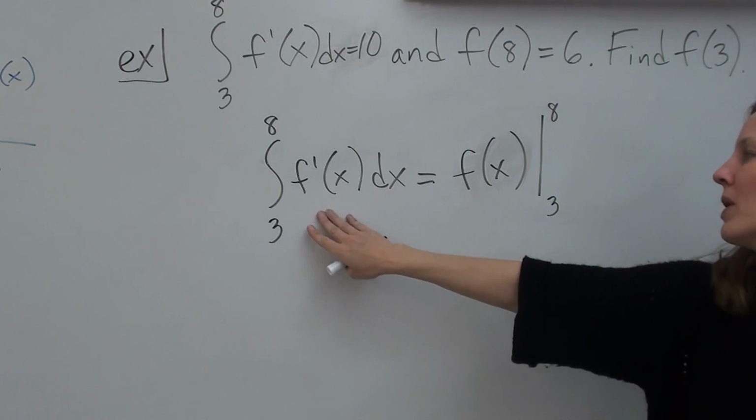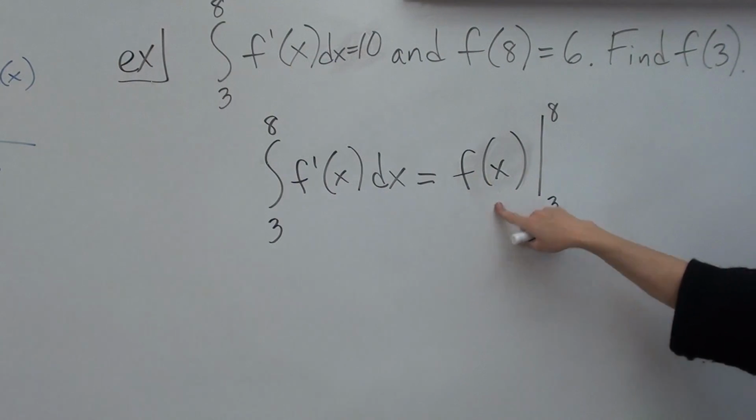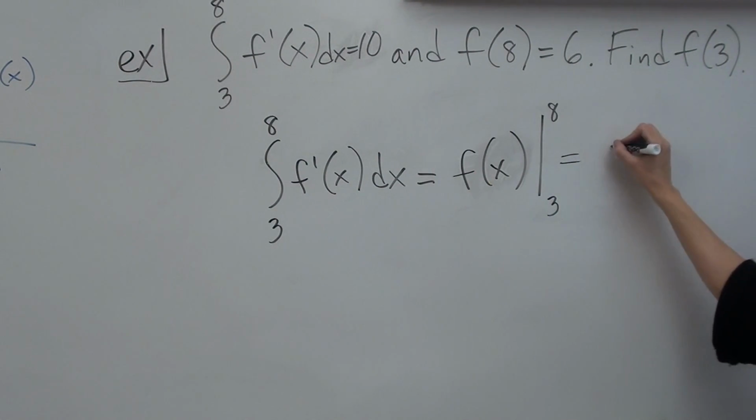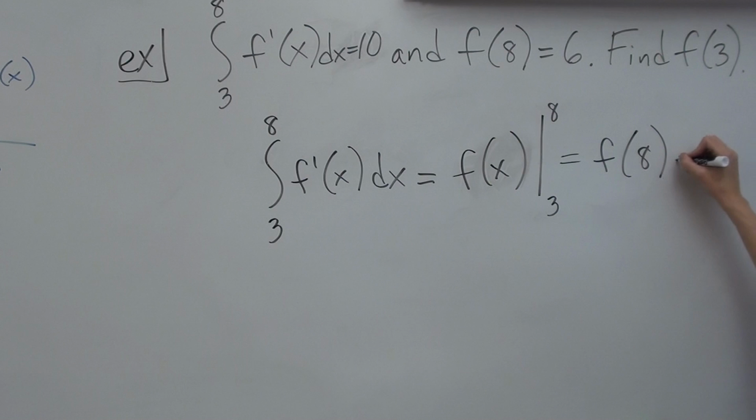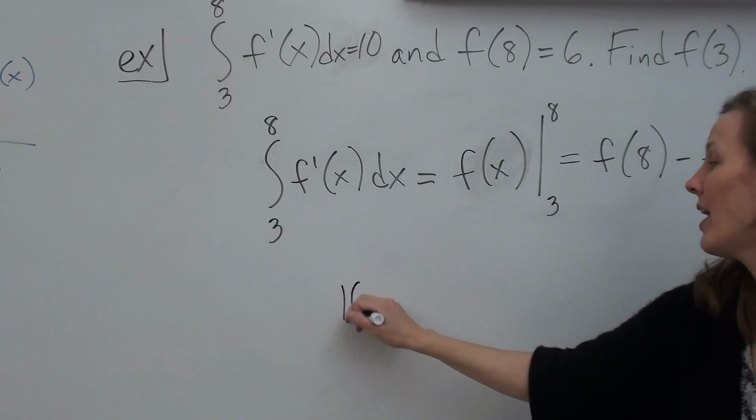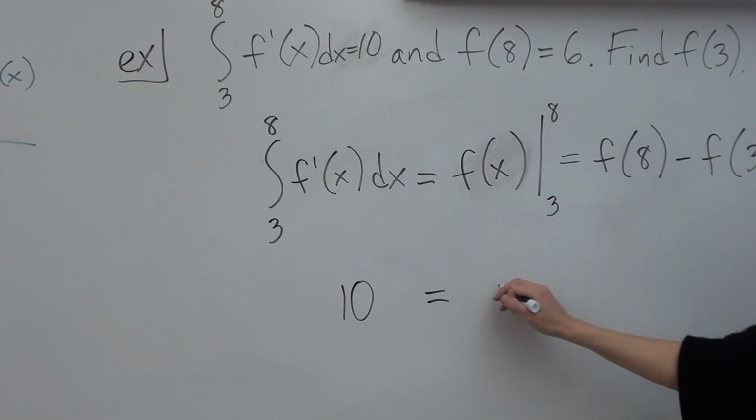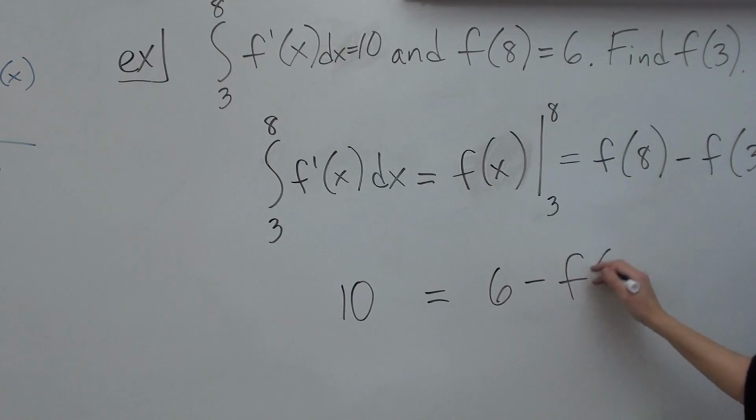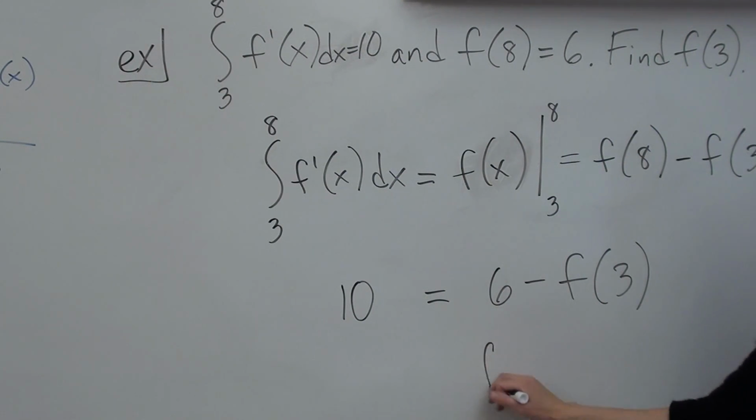Okay, so the integral of f prime from 3 to 8 equals f of x from 3 to 8, which would be f of 8 minus f of 3. You could equate this to 10. So now we know that's 10, f of 8 is 6, f of 3 is what we want, so f of 3 is negative 4.